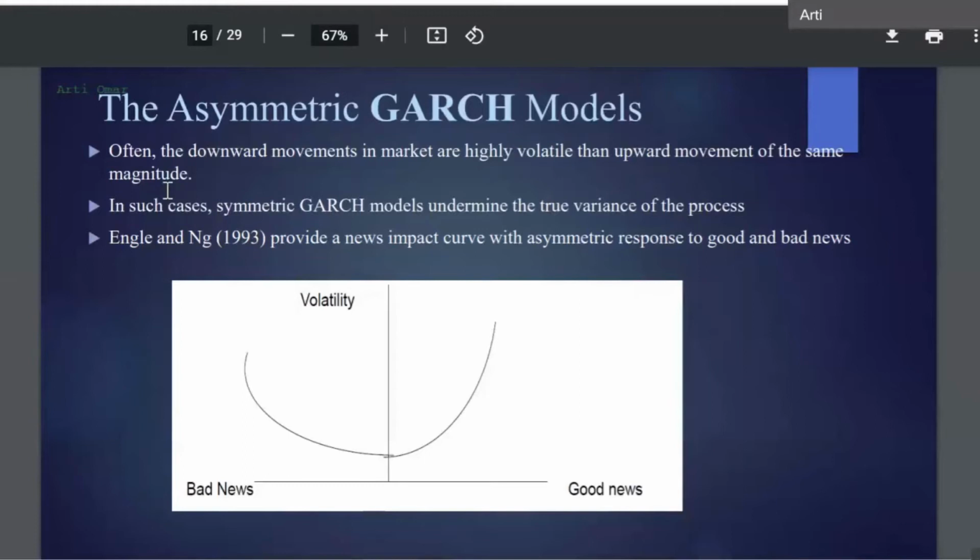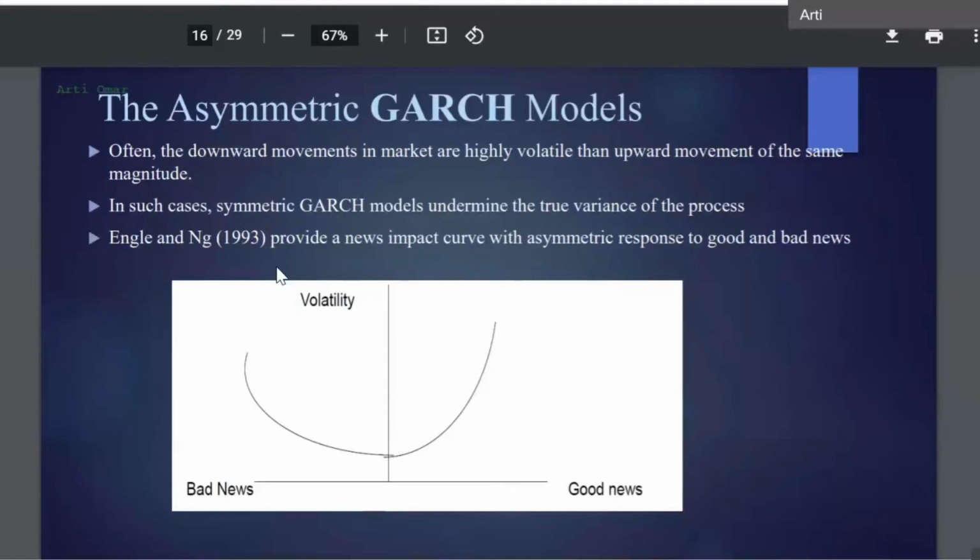When the prices are going up, nobody immediately goes and buys the share, and a number of people will not go and buy the share. But when the market is falling, everybody thinks that their money is going to shrink, so they will go and sell it off. When everybody is going and selling it off, what will happen? The prices will further come down.